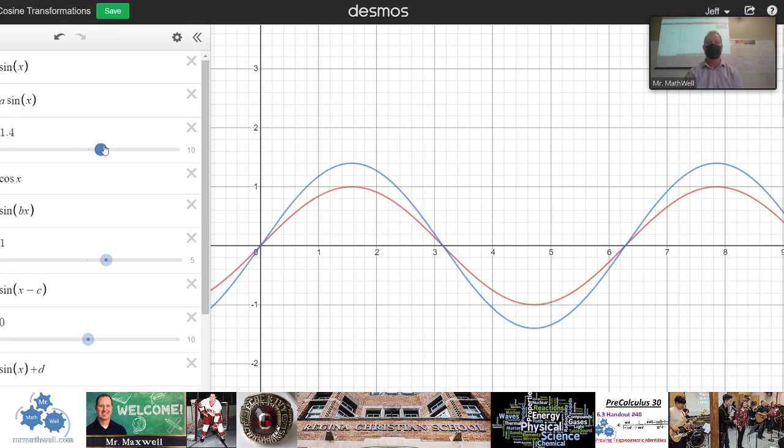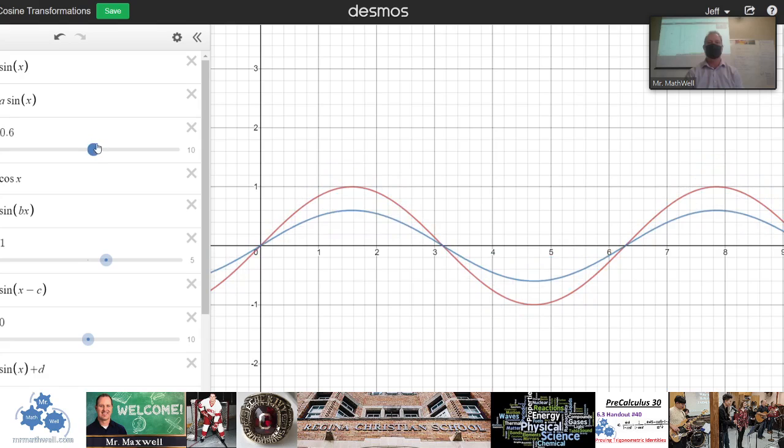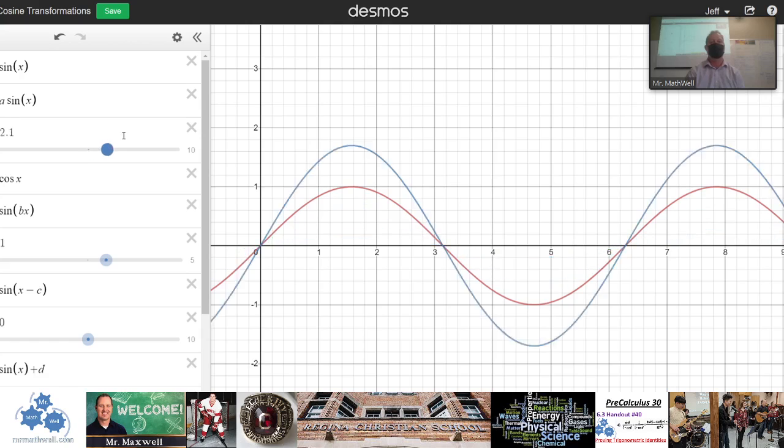What do you think is going to happen if a goes into the negative? What do you think is going to happen? Tell me before it happens. It's going to what? It'll be like the cosine? Okay. Maybe a little bit like the cosine. Yeah. So look at the trend here.